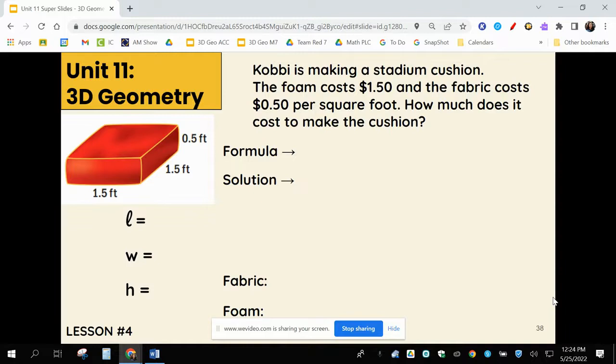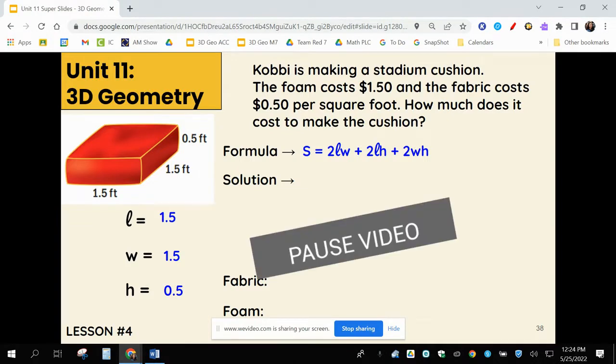Kobe is making a stadium cushion. The foam costs $1.50 and the fabric costs 50 cents per square foot. How much does it cost to make the cushion? So let's see. I'm going to say the length is 1.5. The width is 1.5. And the height is 0.5. Here's the formula. I'd like you guys to pause the video and try to find the surface area. Then we'll unpause it to talk about the cost of the cushion together.